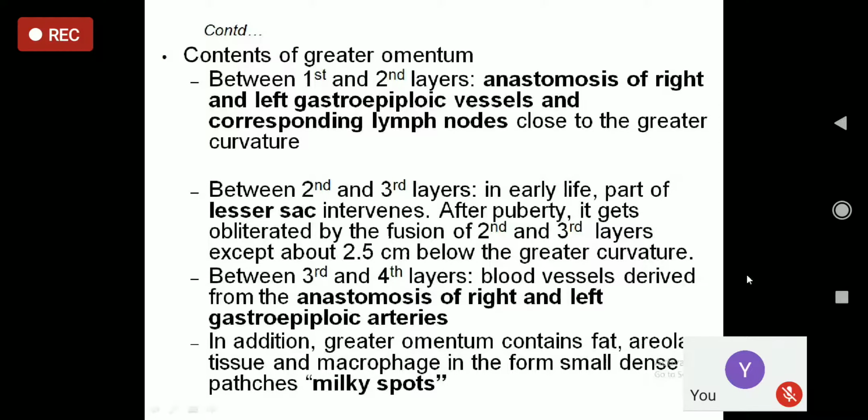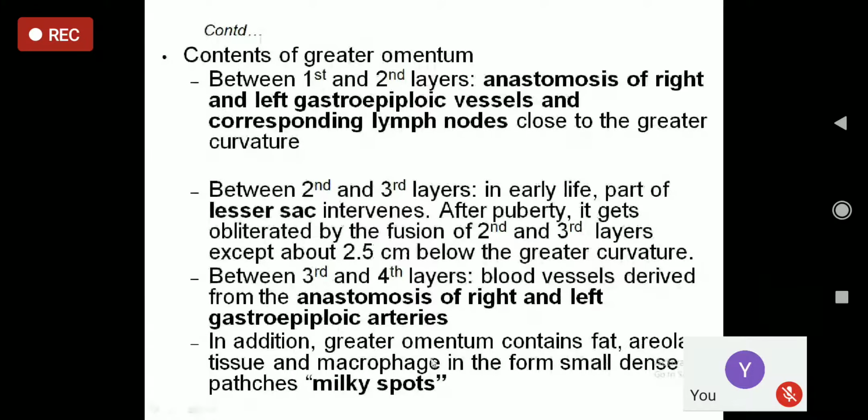After puberty, it gets obliterated by the fusion of the second and third layers, except about 2.5 centimeters below the greater curvature. I discussed before that in embryonic life it is present, but later on it is obliterated. Between the third and fourth layers, blood vessels derived from the anastomosis of the right and left gastroepiploic arteries will be there. In addition, the greater omentum contains fat, areolar tissue, and macrophages in the form of small dense patches, also known as milky spots.